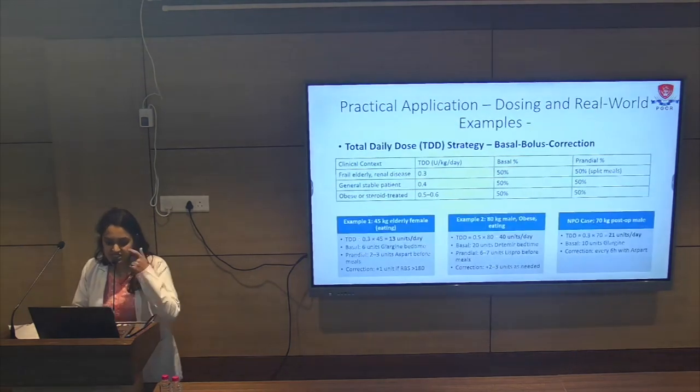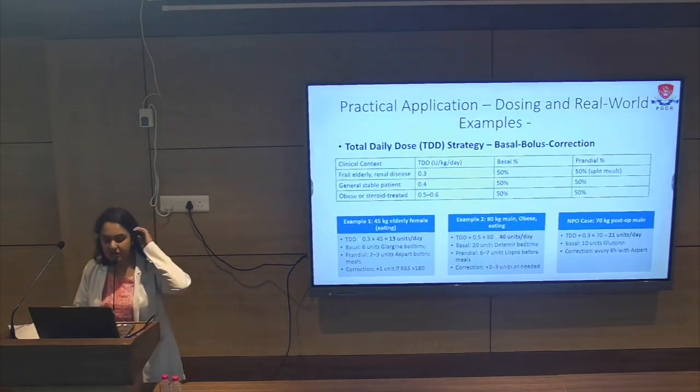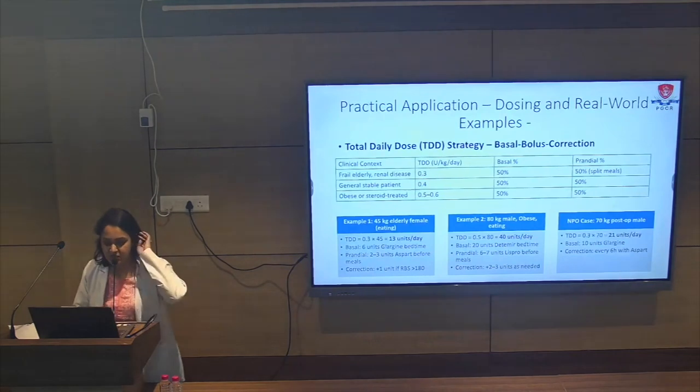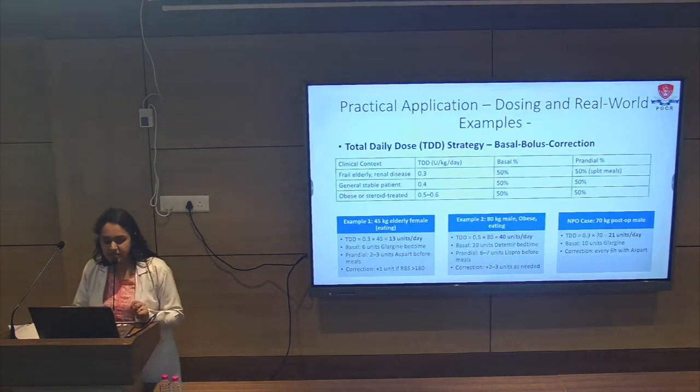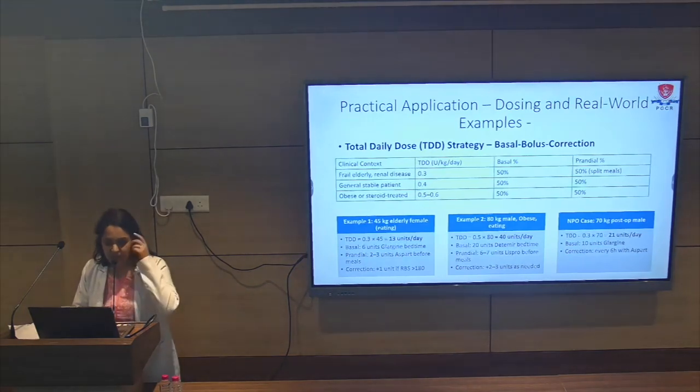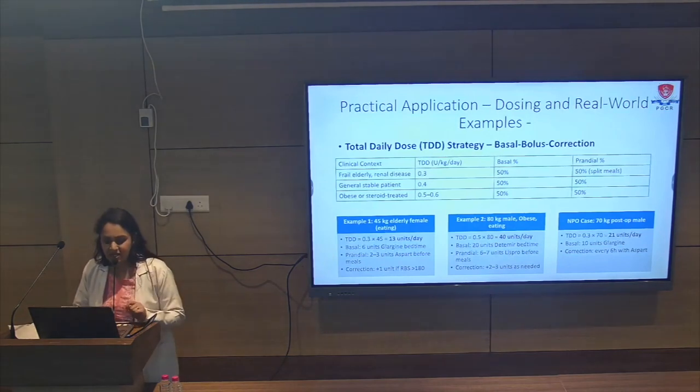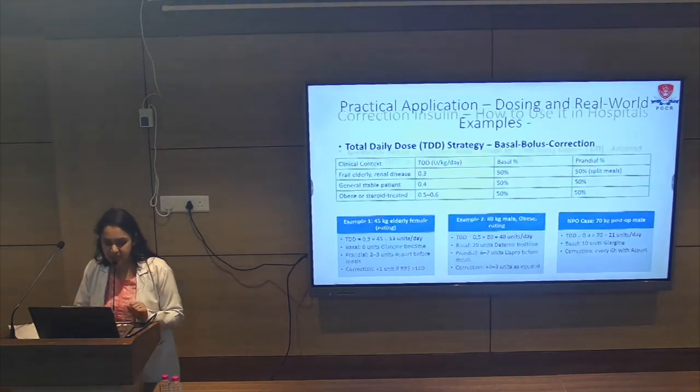As we had discussed last time, this was how we calculated the total daily dose of insulin. For a frail elderly patient with renal disease, the estimated total daily dose would be 0.3 units per kg per day. For a general stable patient, 0.4 units per kg per day. For an obese or steroid-treated patient, 0.5 to 0.6 units per kg per day.